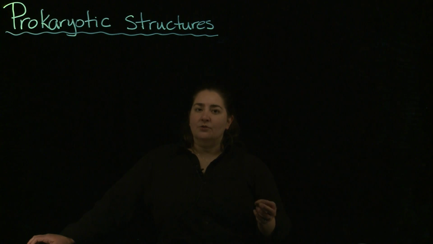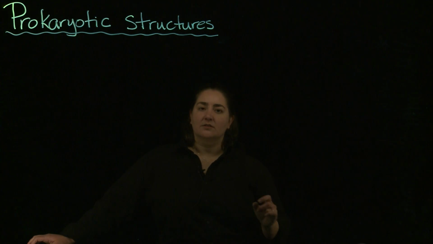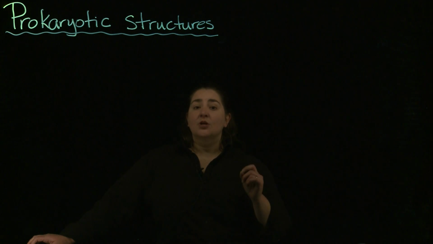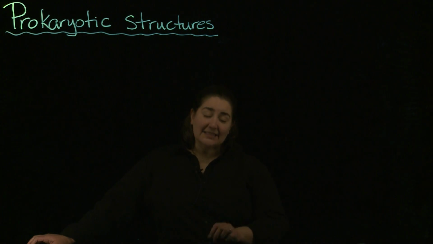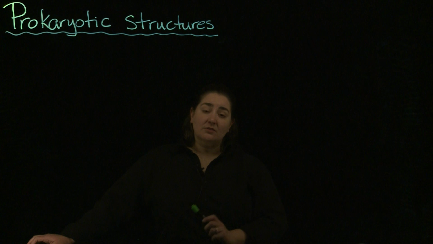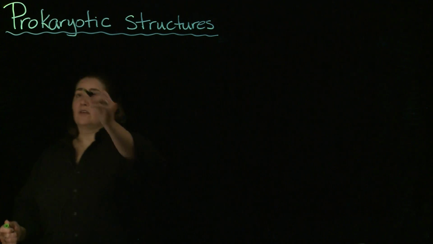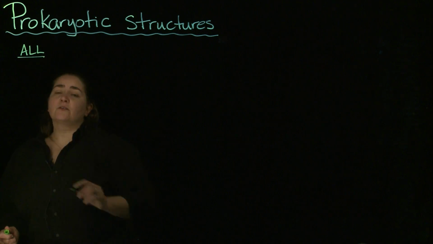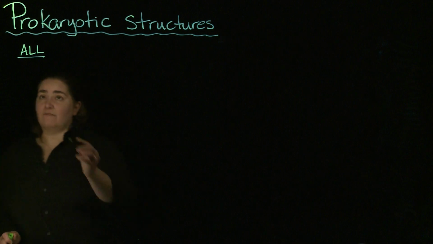The good news for you is there are a lot fewer structures associated with prokaryotic cells as compared to eukaryotic cells, because remember, prokaryotic cells do not have any organelles. That's one of the key distinguishing features of prokaryotic cells. I'm going to try and color code this a little bit, starting with the prokaryotic structures that are found in all bacteria. These are structures all bacteria have to have.